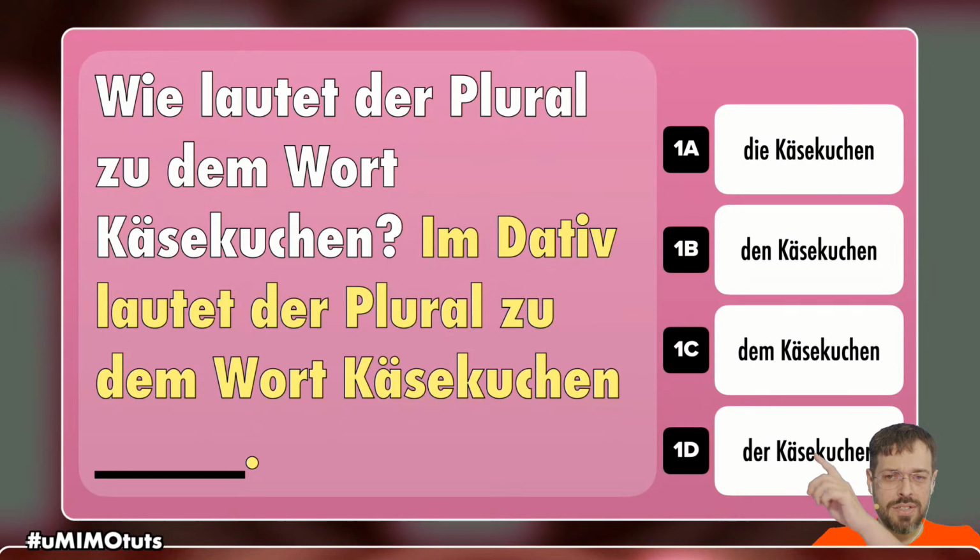and what is the plural to the word Käsekuchen, and the German language uses nominative, genitive, dative, and accusative, and this is then the question with the possible answers, and the people can reply with A, B, C, or D directly in the live chat. And the quiz runs completely automatically.